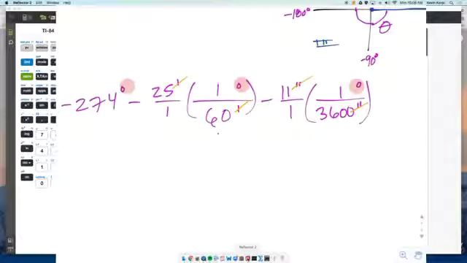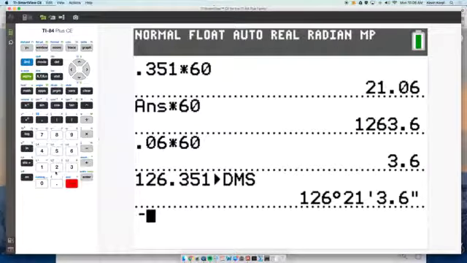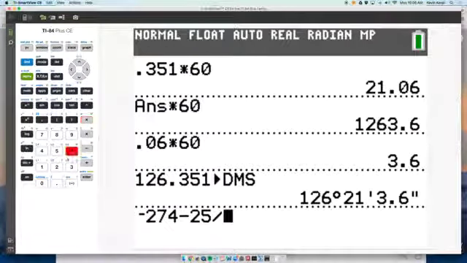Now, once you have that set up, you can go straight to your calculator and type it in exactly as you see it. So here we go. Negative 274 minus 25 divided by 60. And then minus 11 divided by 3,600.